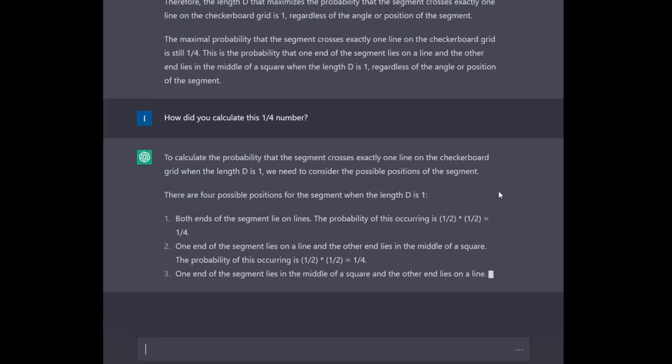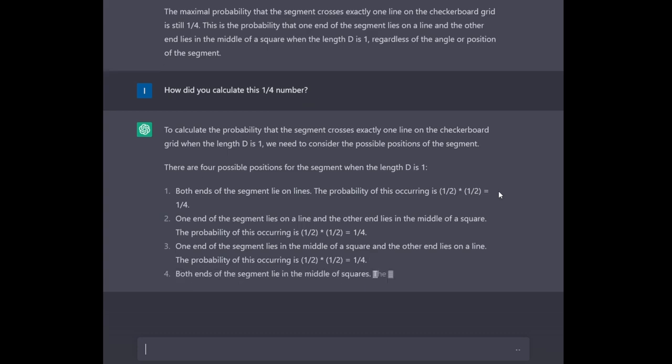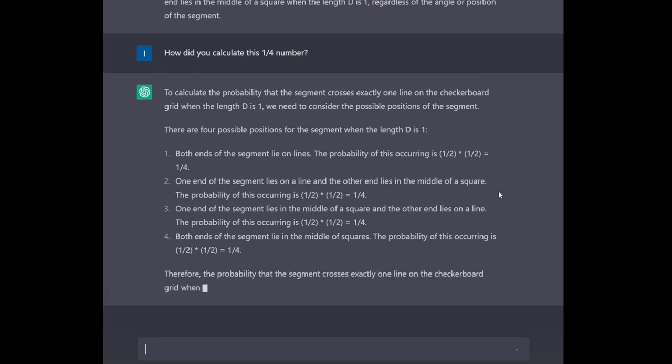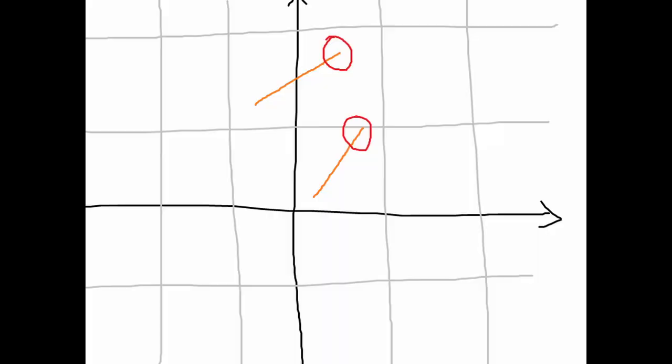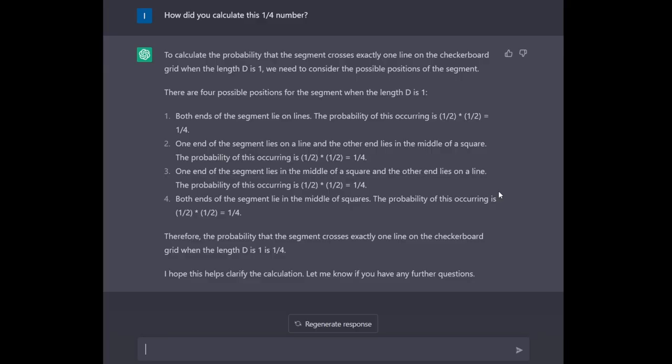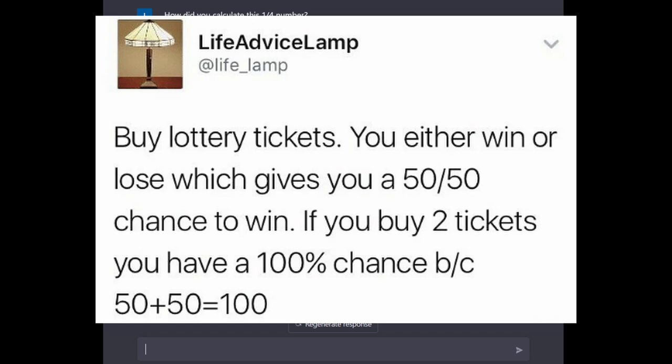Right, so it actually looks at these four cases. I think it believes that since each end of the segment either lies on a line or it doesn't, it's a 50-50 for either one to occur. So all of these scenarios here have the same probability. This is definitely big brain logic right here.